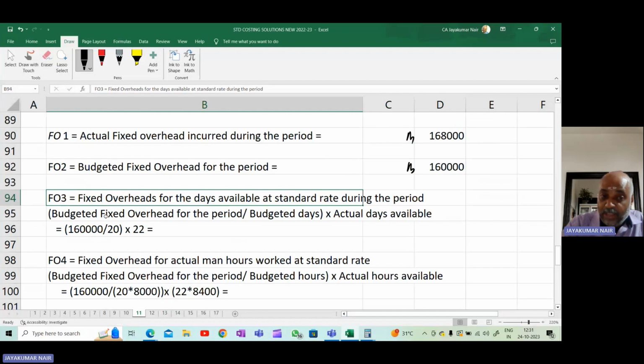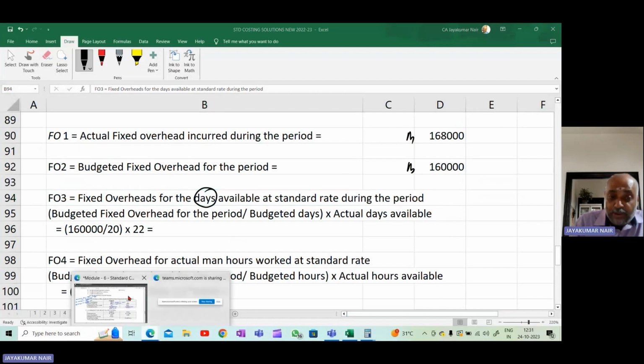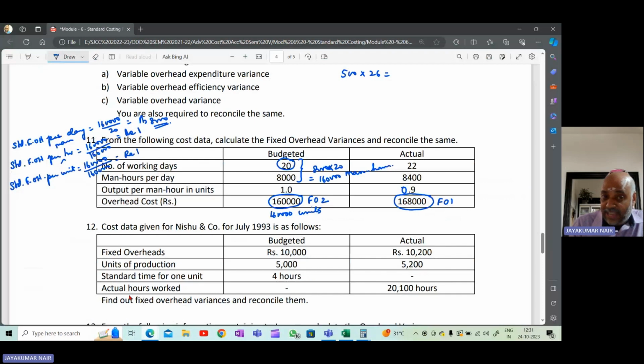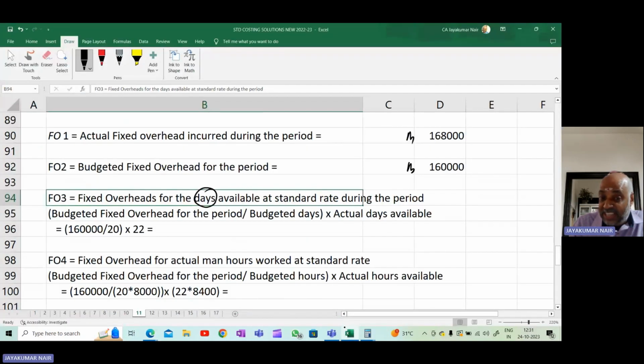Now the third one, FO3: fixed overheads for the days available at standard rate during the period. So per day, you have already calculated how much? It's 8,000. But what is the actual number of days they have worked? 22. So what are they asking you? Fixed overheads for the days available. Days available is 22. Per day, the standard rate is 8,000.